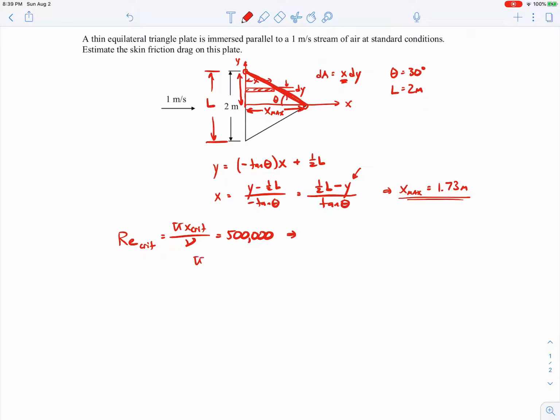So I'm going to find that critical x distance at which we go from laminar to turbulent flow. If I plug in u equal to 1 meter per second, the u here is the velocity leading into the plate. It's 1 meter per second.